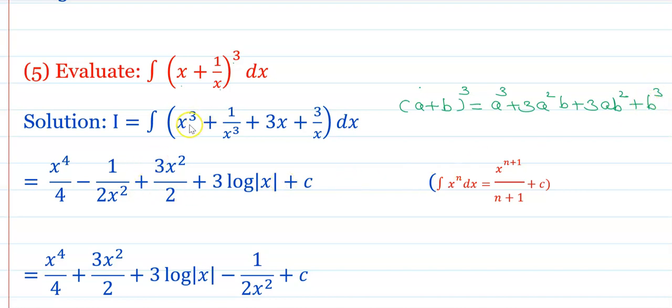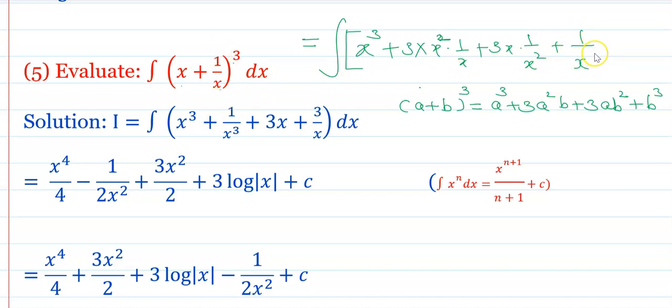Okay, in this way its expansion is x cube plus 3 into x into 1 upon x. Suppose that if I expand this integral in bracket first term cube, it is x cube plus 3 first term square means x square into second term, it is 1 upon x, plus 3 first term which is x, square of the second term, that means 1 upon x square, plus second term cube means 1 upon x raised to 3 into dx. Now this is simplification. First term is x cube. Okay, last term is 1 upon x cube.